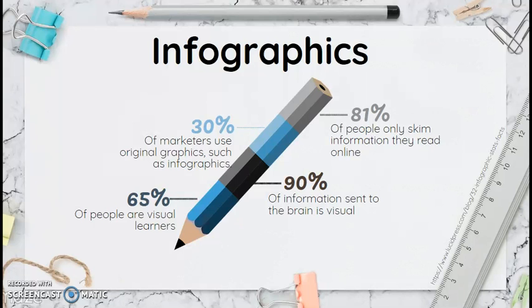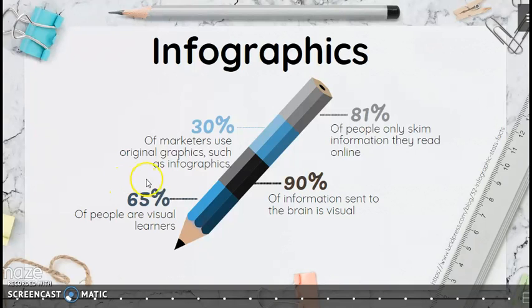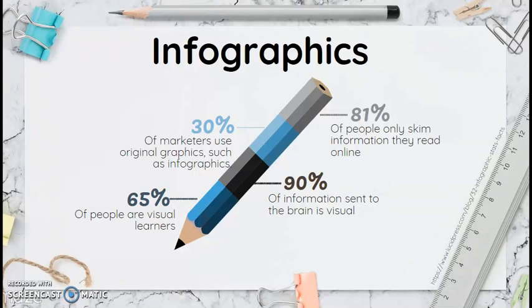Some ways that teachers could use infographics in a classroom are simply as visual learning tools. As you can see by the infographic on my screen, 65% of people are visual learners. Another way that teachers could use infographics in the classroom is to present information for students in order to have them analyze and draw conclusions on their own. And lastly, teachers could use infographics to explain or clarify classroom rules visually in order for students to understand them better.